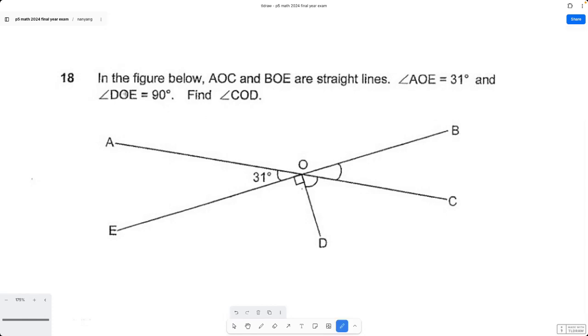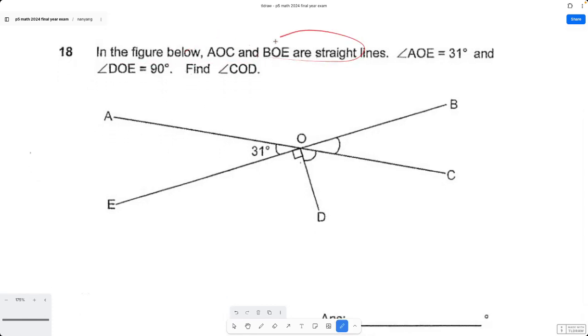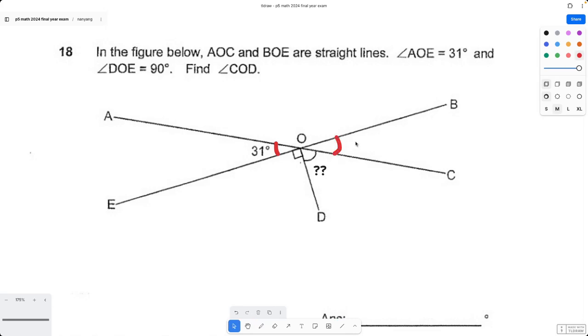Okay, so in the figure below, AOC and BOE are straight lines. Okay, so you can see over here, these are straight lines. Angle AOE is 31 degrees and angle DOE is 90 degrees. Okay, find angle COD. So I'm just going to put a question mark here. What's COD? So first, we know, since we have this over here, 31 degrees, that means this is also 31 degrees, right? So I'm just going to put here this 31 degrees.